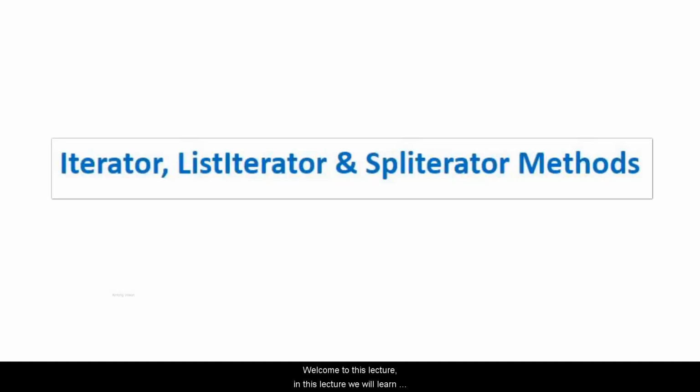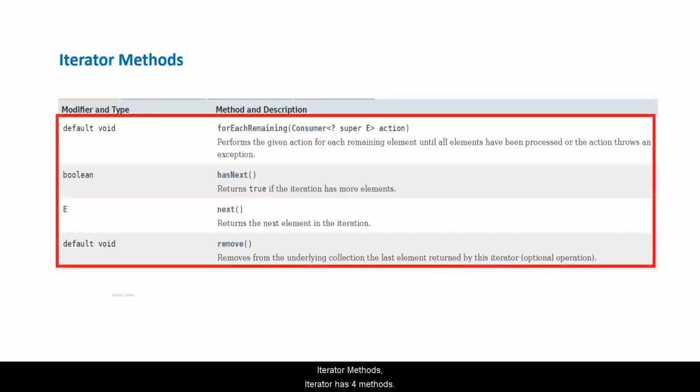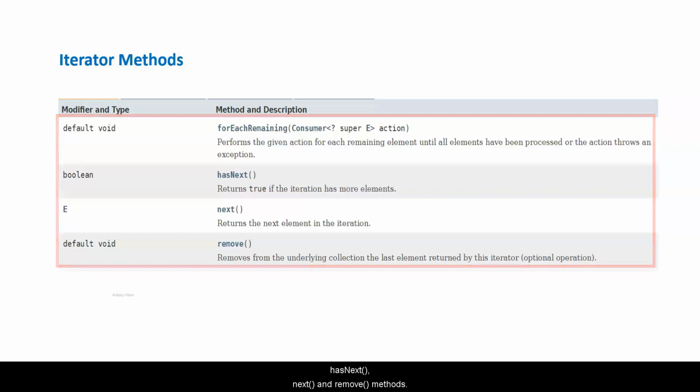Welcome to this lecture. In this lecture, we will learn about the methods provided by Iterator, ListIterator, and Spliterator objects. First, let's have a look at the Iterator methods. Iterator has four methods: forEachRemaining, hasNext, next, and remove.